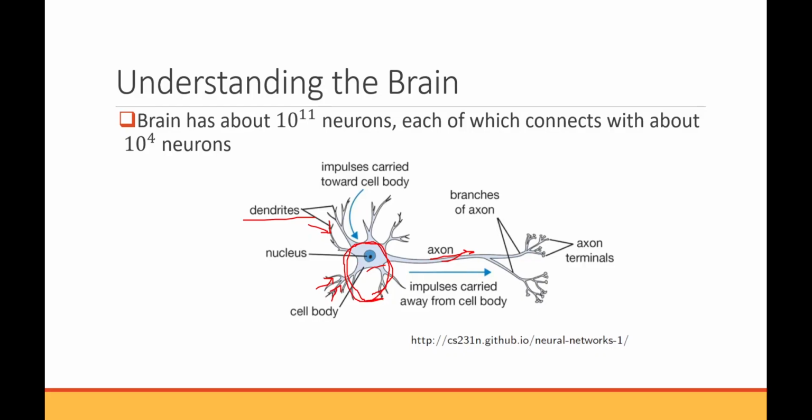But once this entire set of information gets aggregated here and processed within the cell body, if the total aggregated information processed within the cell body is sufficiently high, then this neuron gets excited and the corresponding information passes via its axon to all its neighboring neurons.